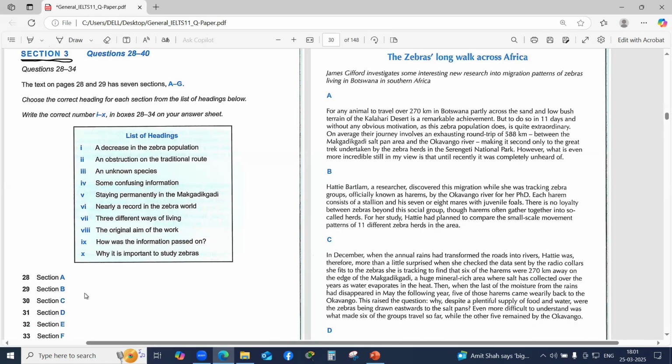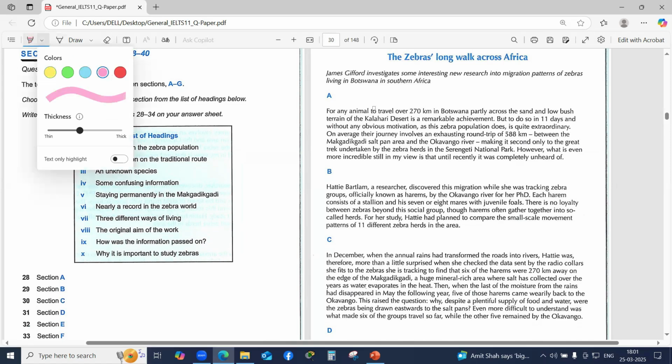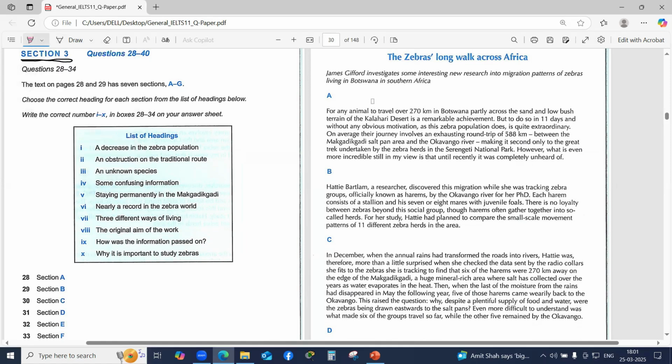First let's start solving paragraph A. Before we start reading A paragraph, look at the heading here. The zebra's long walk across Africa. James Gifford investigates some interesting new research into the migration patterns of zebras living in Botswana and Southern Africa.